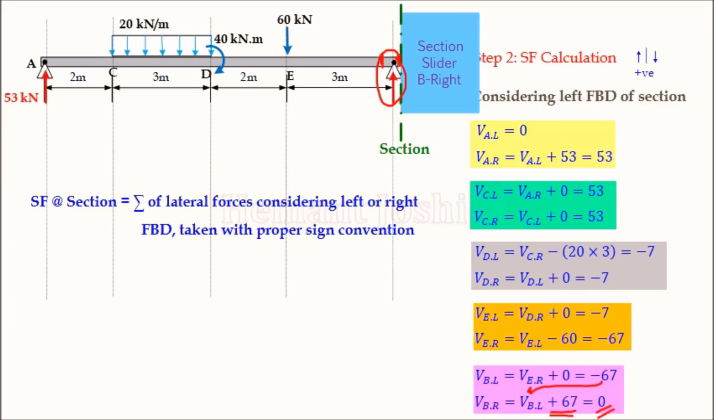Let me tell you how to check our calculation. Always remember that first left is always 0 and last right value is always 0. These values must start with 0 and must end with 0. It means that our SF calculations are absolutely correct. Correct? After this, now we are ready to plot the diagram, shear force diagram.